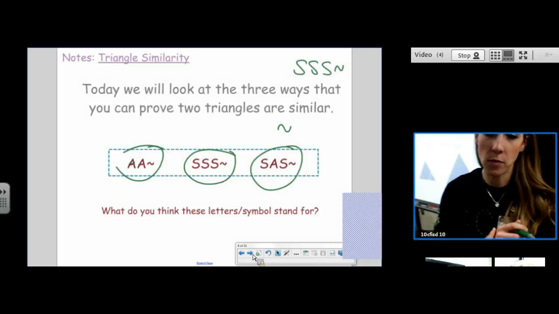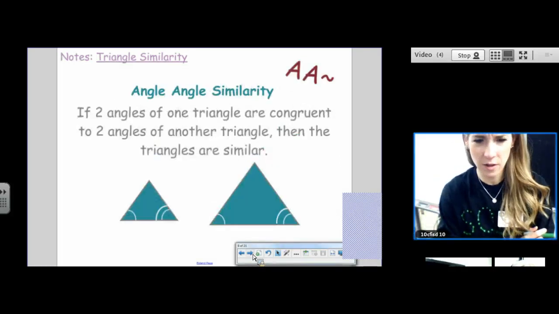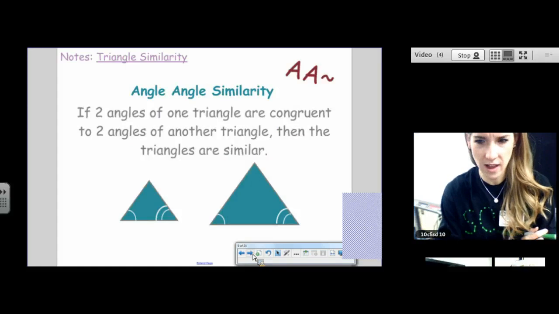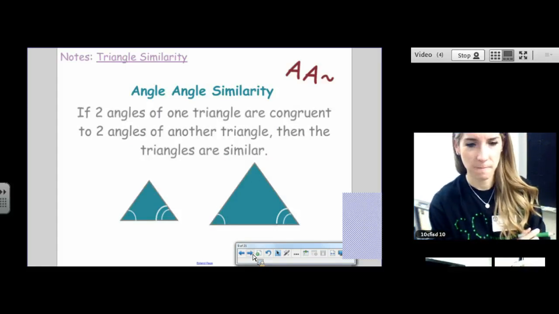Let's talk about each one at a time. Why is this one called angle, angle, similarity instead of angle, angle, angle? Because last time I checked, triangles had 3 angles.